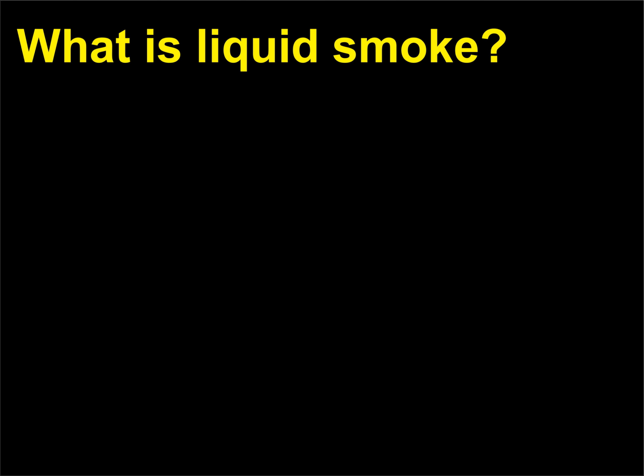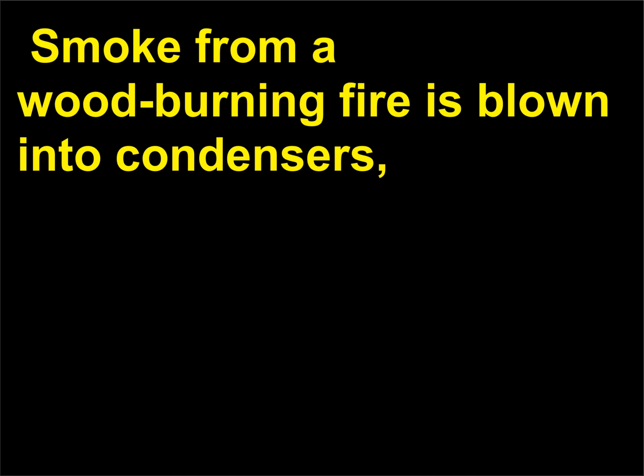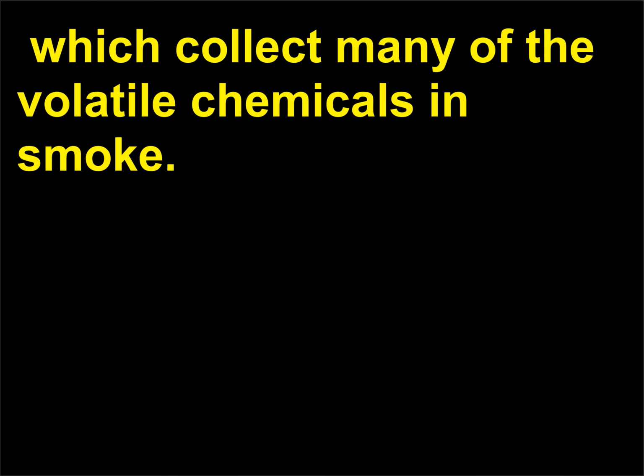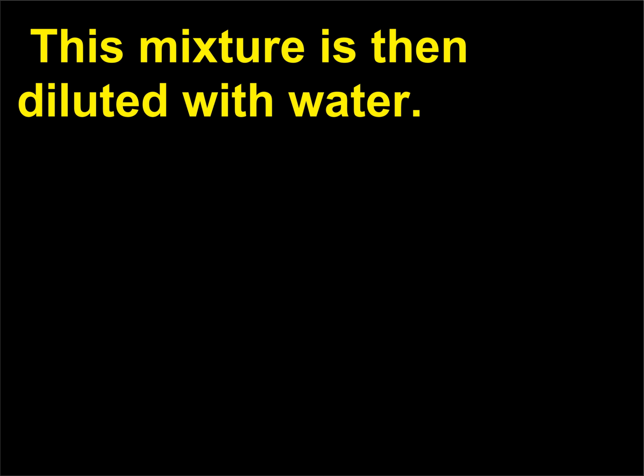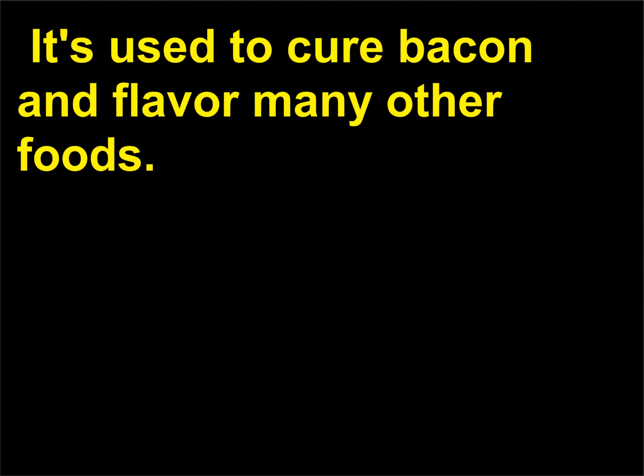What is liquid smoke? It's actually exactly what it sounds like, as crazy as that is. Smoke from a wood-burning fire is blown into condensers, which collect many of the volatile chemicals in smoke. This mixture is then diluted with water. It's used to cure bacon and flavor many other foods.